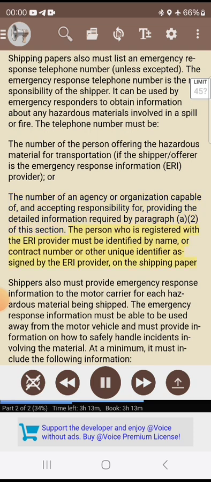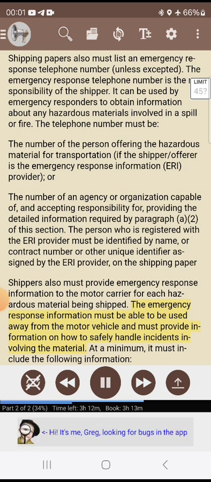The person who is registered with the ERI provider must be identified by name, or contract number or other unique identifier assigned by the ERI provider, on the shipping paper. Shippers also must provide emergency response information to the motor carrier for each hazardous material being shipped. The emergency response information must be able to be used away from the motor vehicle and must provide information on how to safely handle incidents involving the material.